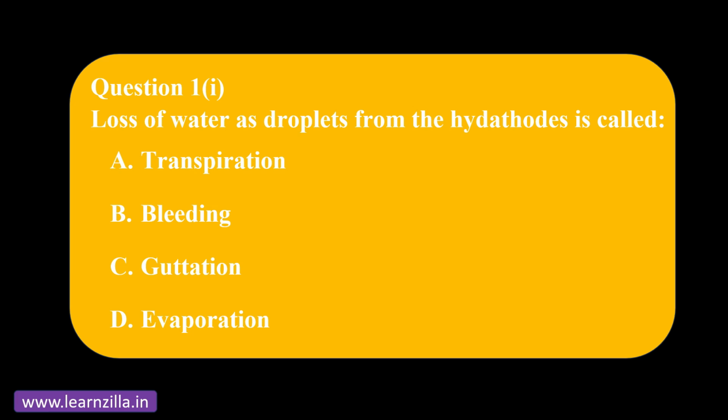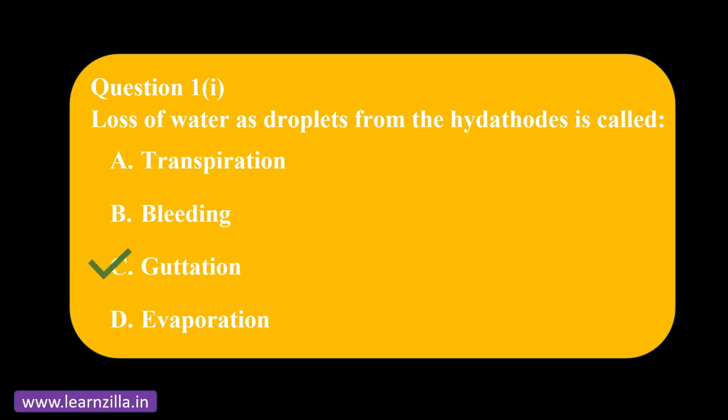The first section is the MCQ section, right? So the first question is, loss of water as droplets from the hydathode is called as what? Option A, transpiration. Option B, bleeding. Option C, guttation. Option D, evaporation. Please take a minute to quickly find the answer. Yeah, I know some of you have already got it right. The right answer is guttation.